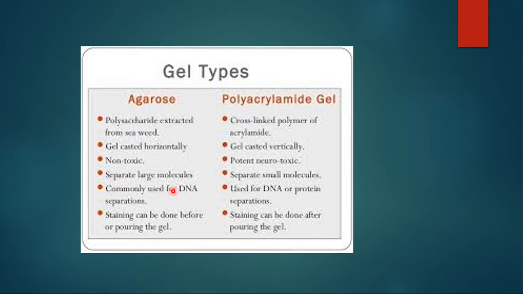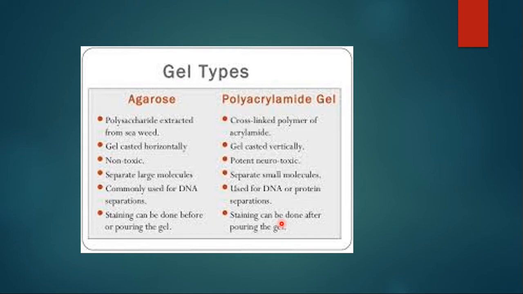And in the agarose gel, only large molecules can be separated, but in PAGE we can separate even the smaller molecules. The agarose gel is mainly used for DNA separations, whereas PAGE we use for both DNA as well as protein separations. And coming to agarose gel electrophoresis, staining can be done before or after pouring the gel. But in PAGE, it can be done only after pouring the gel. So these are the differences between the gel types of agarose and polyacrylamide gel.